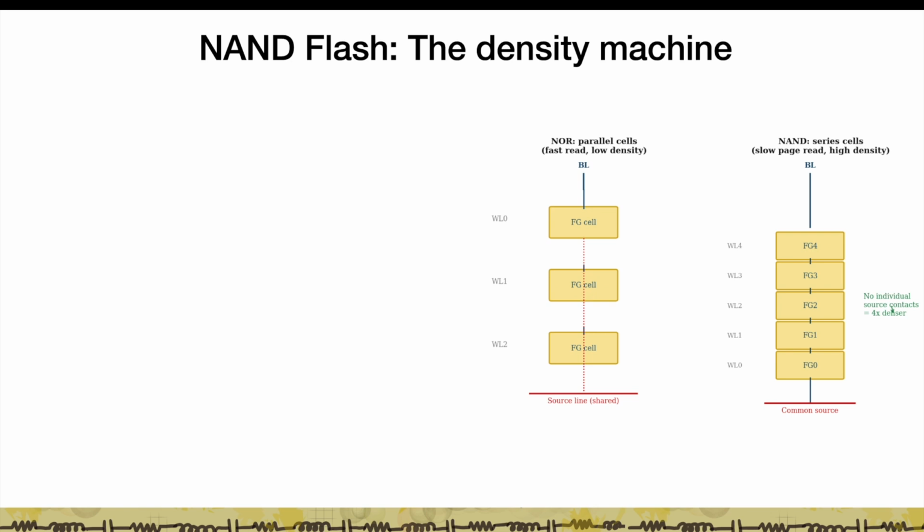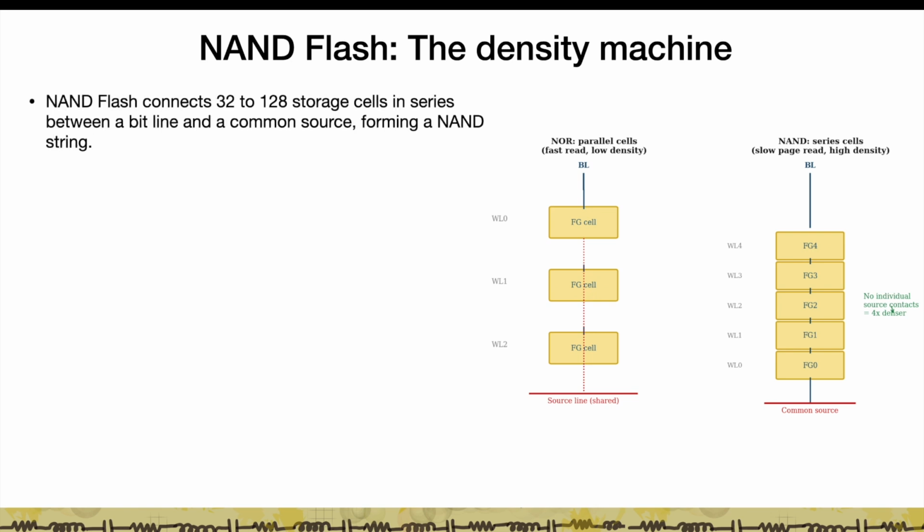The NAND string, on the other hand, is one of the most consequential architectural decisions in the history of semiconductor memory. The idea, introduced by Masuoka-san at Toshiba in 1987, was simple. Instead of giving each flash cell its own independent connection to the source line, chain the cells together in series. One bit line at the top of the chain, one source connection at the bottom, and 32 to 128 cells in between.